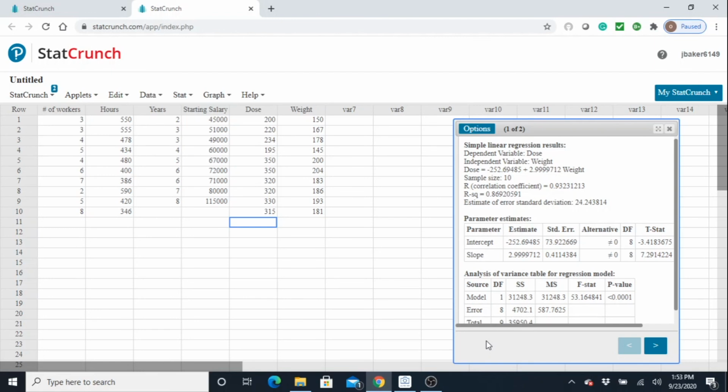Correlation has no units. So like the last one being 0.9323 is not 0.9323 cats. It's just a number. It has no units. And we talked about this before. Correlation describes a linear relationship.